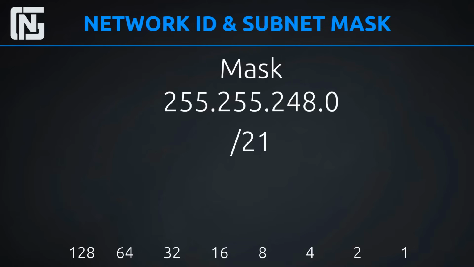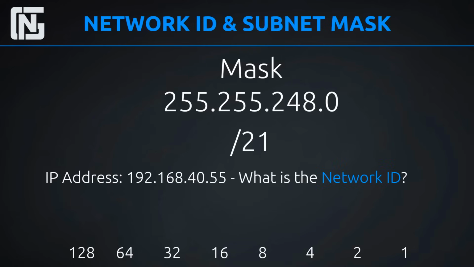All right, so now that we know that, let's go ahead and look at an IP address. Here we have an IP address, 192.168.40.55. So what the heck is a network ID? Well, we're given the mask and we're given the /21. And from that, we can figure out what the actual network ID is. It's not always as simple as it may seem. So let's look at an example here.